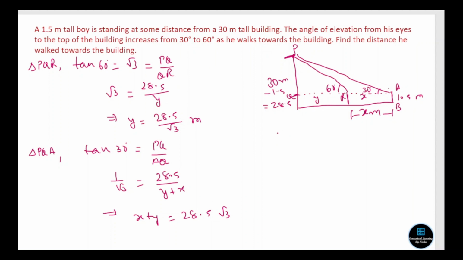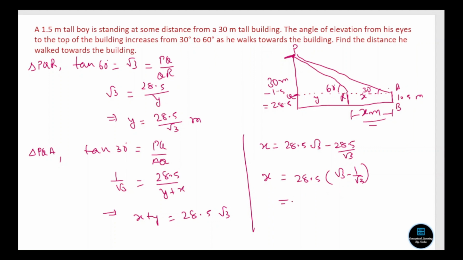Alright, now I can put in the value of y and find the value of x, because we have to find x. So x is equal to 28.5 root 3 minus 28.5 upon root 3. Now we'll simplify this. So x is equal to, I'll take 28.5 common, so I'll get root 3 minus 1 upon root 3. We'll take the LCM and rationalize everything. So what do we get? 28.5, 3 minus 1 upon root 3.